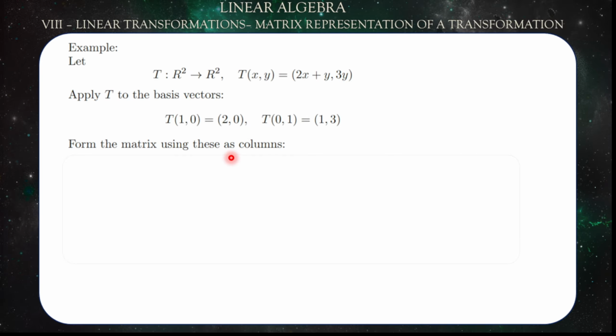Form the matrix using these as columns. So A is equal to (1, 0) as the first column, and (1, 3) as the second column. Thus, T(x,y) is equal to A times (x,y). Okay?